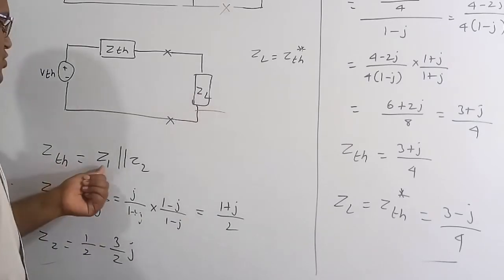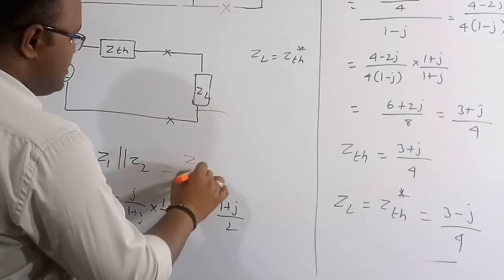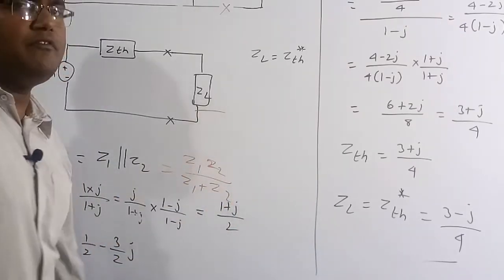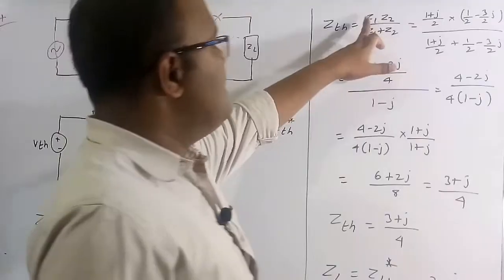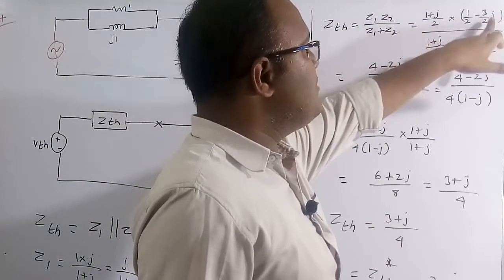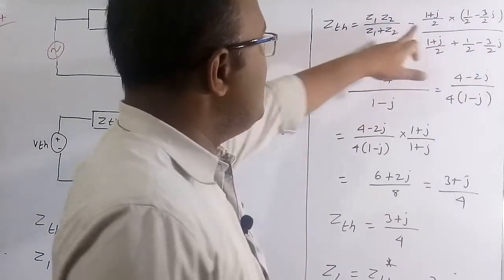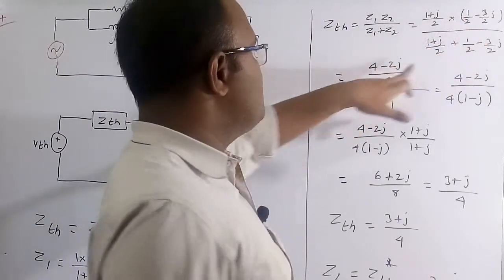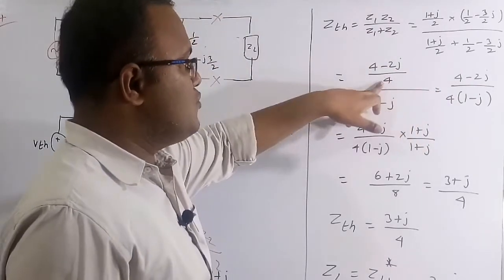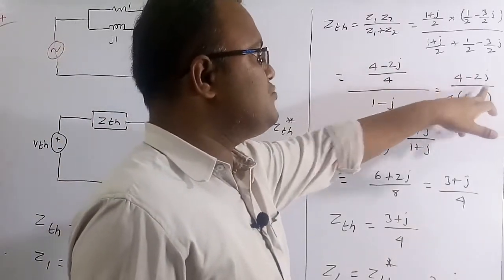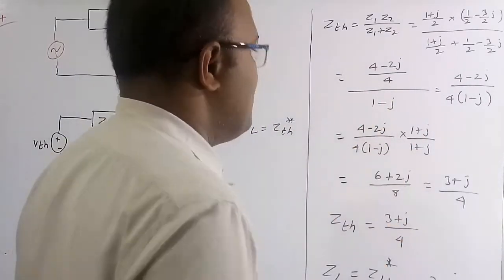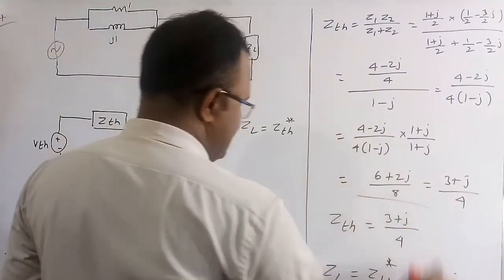So ZTH is equal to Z1 parallel Z2, which is Z1 into Z2 by Z1 plus Z2. We know the values of Z1 and Z2, so substitute them. Z1 is 1 plus J by 2 and Z2 is half minus 3 by 2 J. If you multiply Z1 Z2, we get 4 minus 2J by 4, and if you add Z1 plus Z2, we get 1 minus J. So 4 minus 2J by 4 into 1 minus J. Now I am going to do the rationalization with 1 plus J by 1 plus J. Finally I get 6 plus 2J by 8.